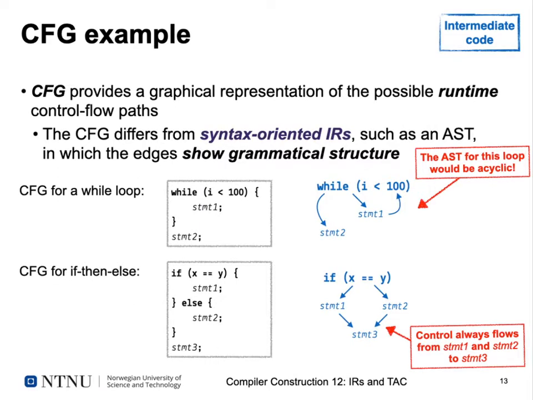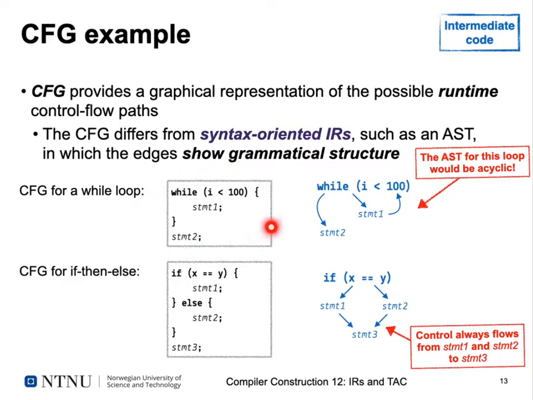So, in contrast to the EST, the control flow graph provides a graphical representation of the possible control flow paths at runtime of our program. So this differs significantly from a syntax-oriented intermediate representation such as an EST, where we only have the grammatical structure. So let's look at different typical structures here.